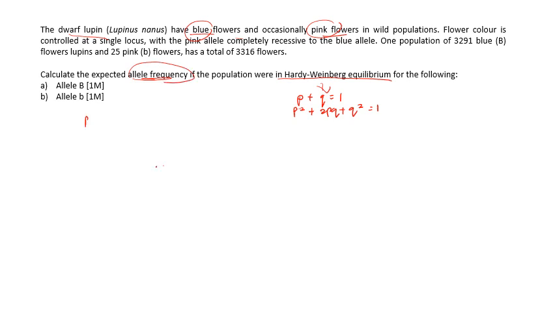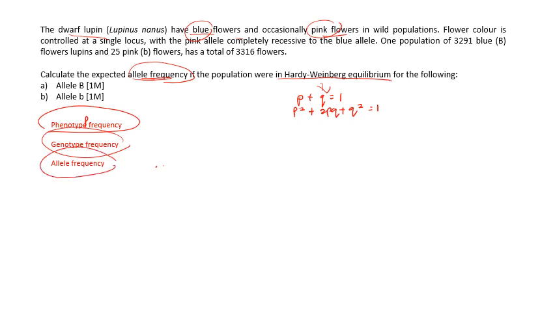Remember that we have phenotype frequency, genotype frequency and allele frequency. Those are all different things. Most of you actually answered phenotype frequency. When you say, okay, pink phenotype frequency would be 25 out of 3316, and blue phenotype frequency would be 3291 out of 3316, that is actually phenotype frequency.